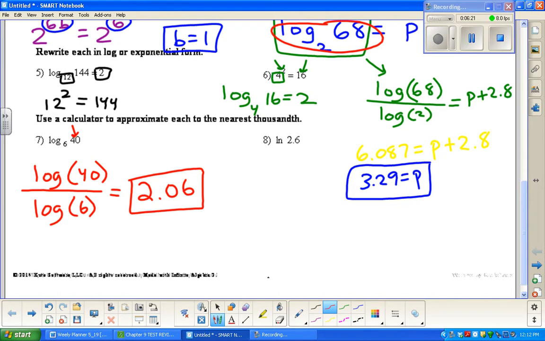Number 8, the ln, that's the natural log. So if you remember, a regular log on your calculator is a base 10. The natural log, ln, means that the base is e. Okay, so it's saying what power do you raise e to equal 2.6? And luckily there's just a button on your calculator, ln, right below the log button. So this one you can just type straight in, basically ln of 2.6, and it's going to give you an answer of 0.9555. So if we round to about 0.96, that would be our answer for number 8.